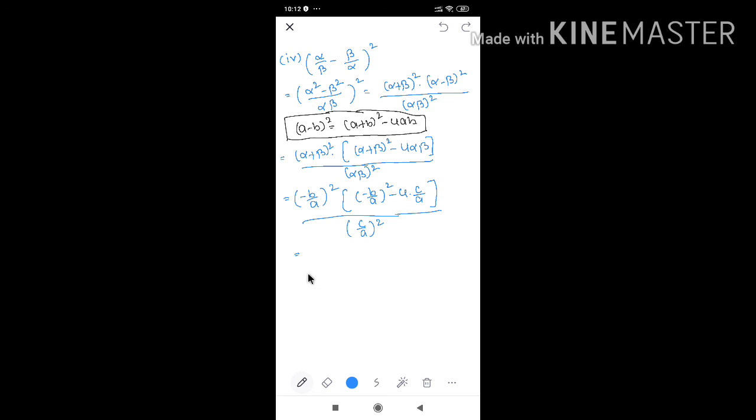Here again I can take LCM. Here a square will get cancelled obviously. B square times of, here a square is LCM.